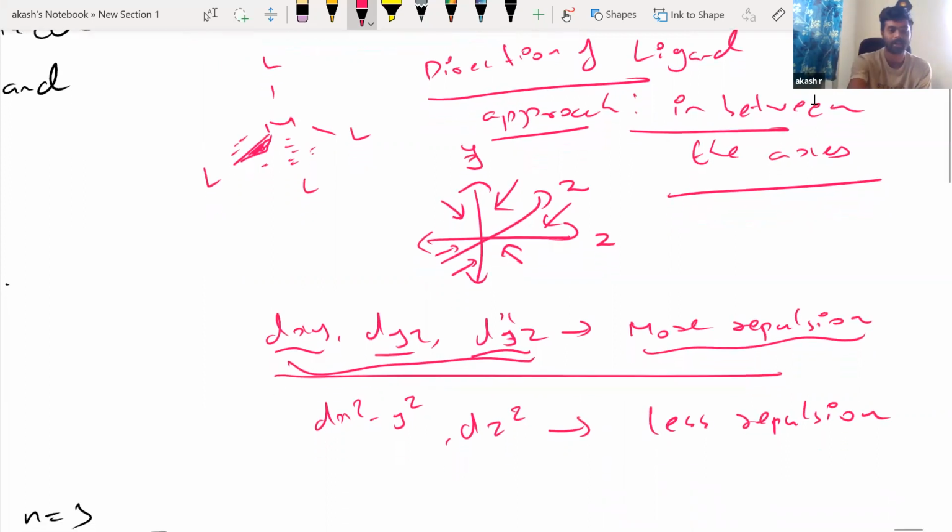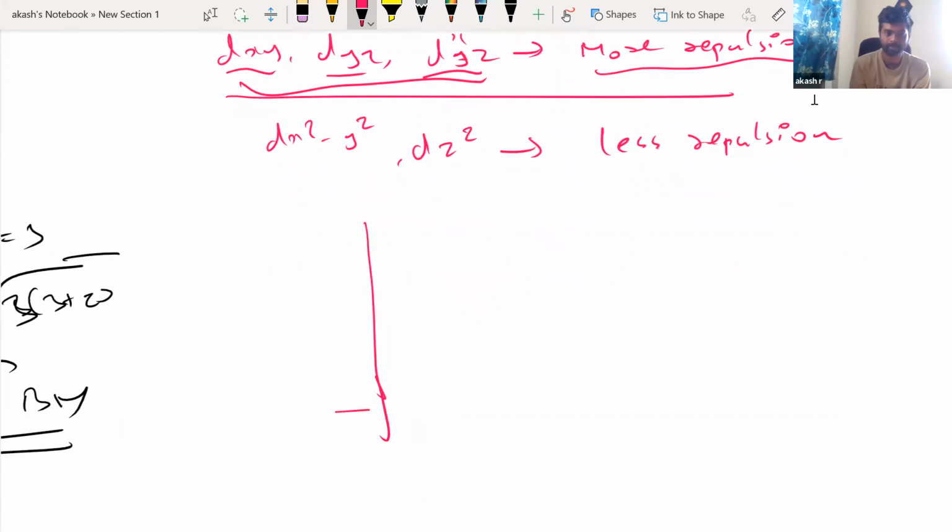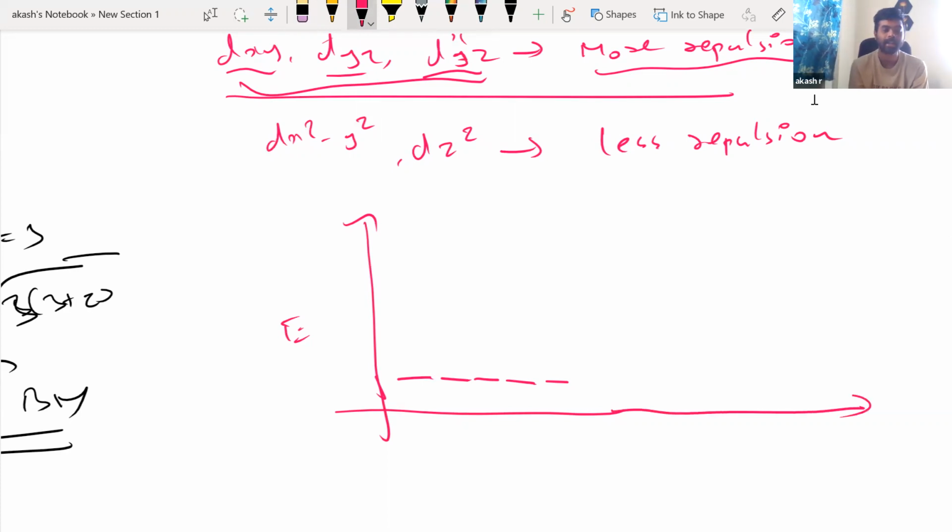Very simple, right? So if I go for the splitting diagram, say this is your energy axis along the y. Now we know that initially, in the absence of the ligands, all the d orbitals have lesser energy and they are degenerate. No issues, right? In the absence of ligands, all the d orbitals have lesser energy and they are degenerate.